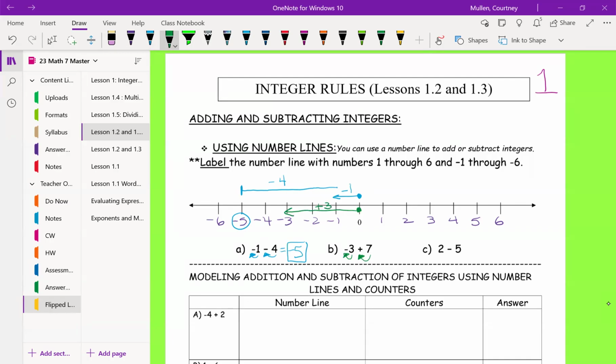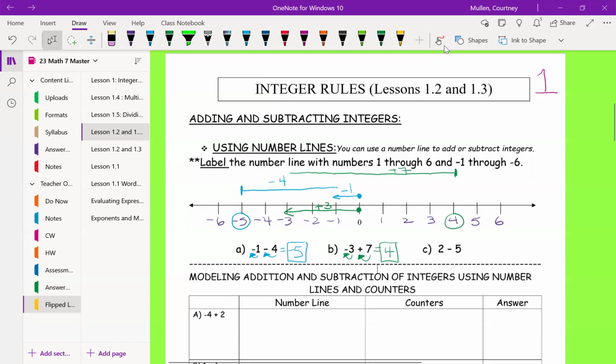And now we have to go 7 in the positive direction. It's a little squished here, so I'm going to come up here in green. 1, 2, 3, 4, 5, 6, 7. So plus 7. And where do we end up? 4. So -3 plus 7 is positive 4.